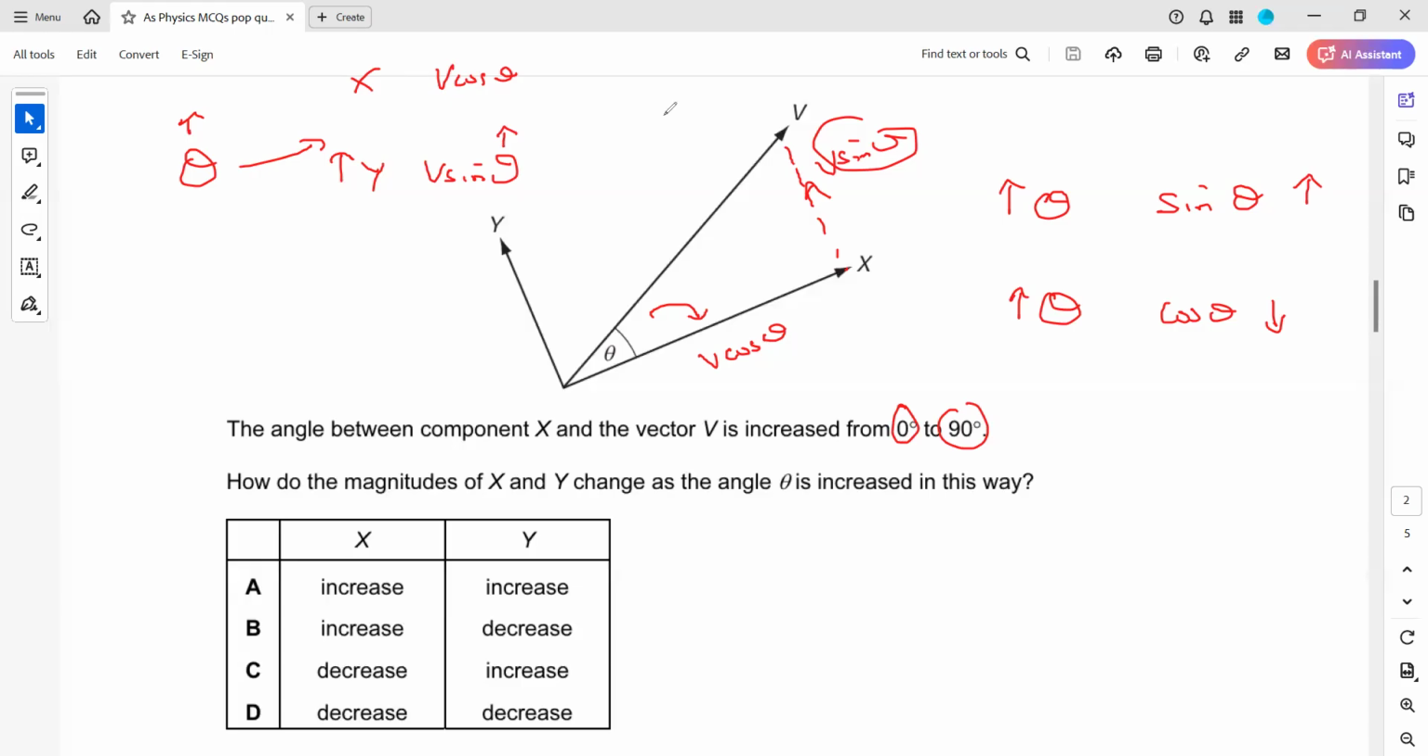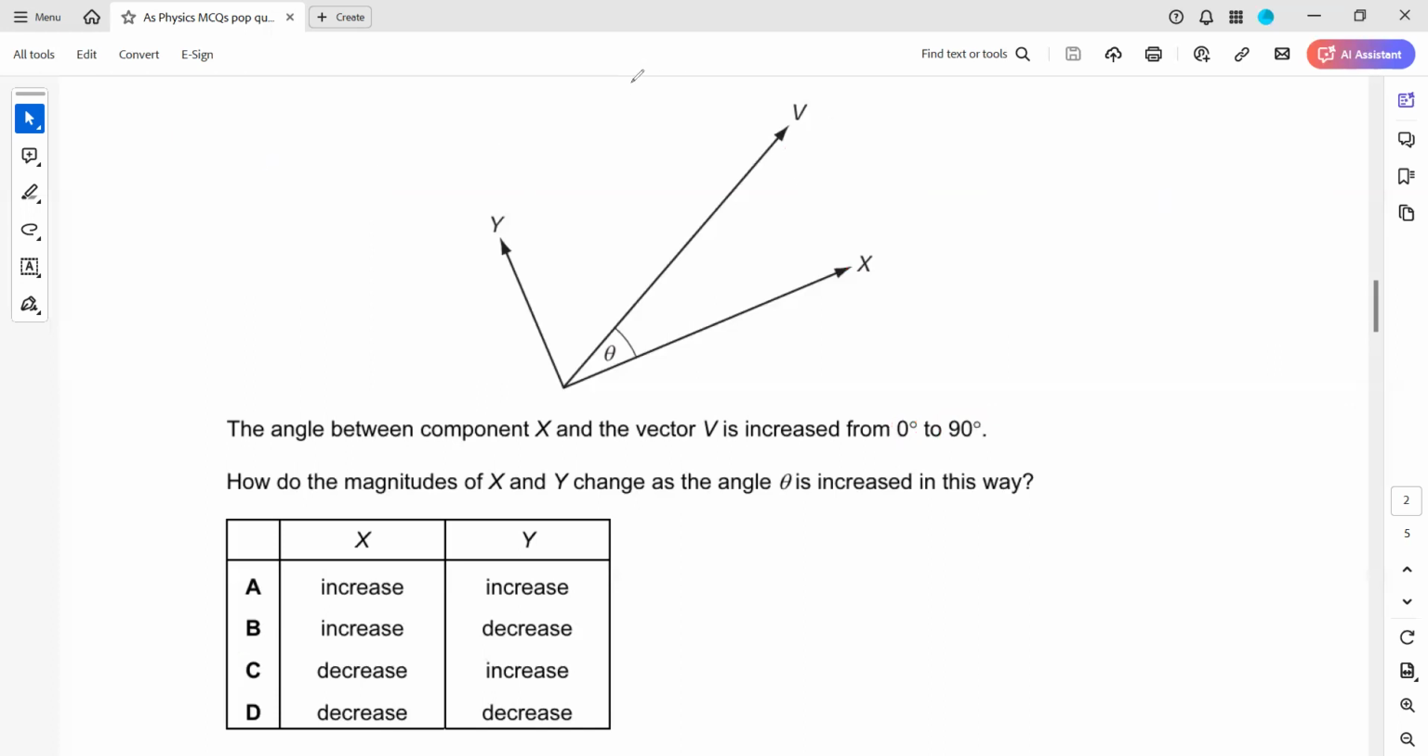And what will happen to the value of the x? The value of the x is v cosine theta. So as the theta increases, what happened to the value of the cosine theta? It decreases. So if v is constant, cosine theta decreases, so the value of the x will also decrease. That's why C will be the right answer for this. Is it clear now?